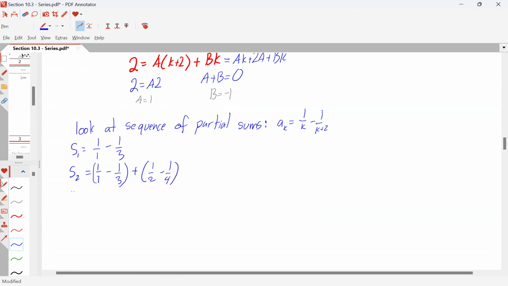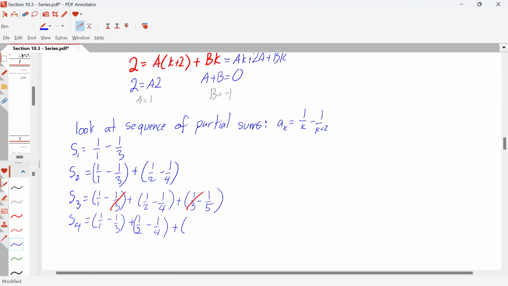Nothing simplifies down yet. S sub 3 is 1 over 1 minus 1 over 3 plus 1 over 2 minus 1 over 4 plus 1 over 3 minus 1 over 5. S sub 4 is 1 over 1 minus 1 over 3 plus 1 over 2 minus 1 over 4 plus 1 over 3 minus 1 over 5 plus 1 over 4 minus 1 over 6. And we're starting to see a bit of a pattern of things canceling.